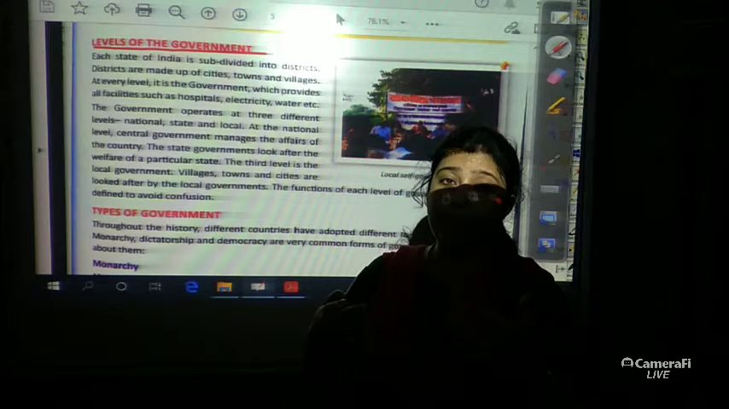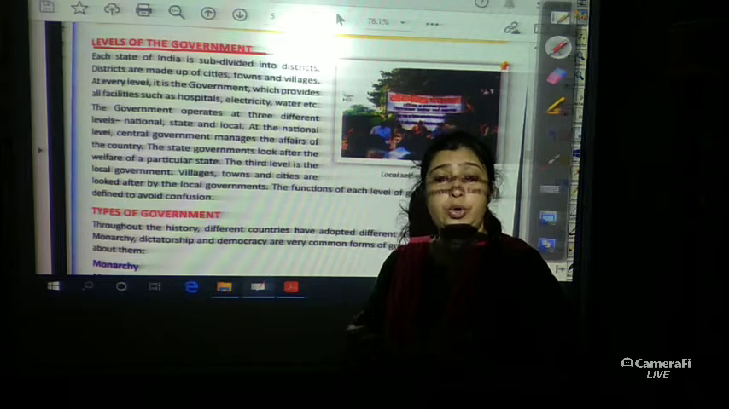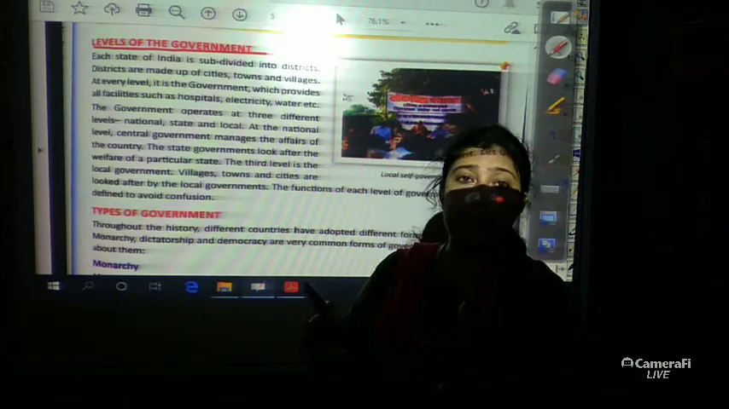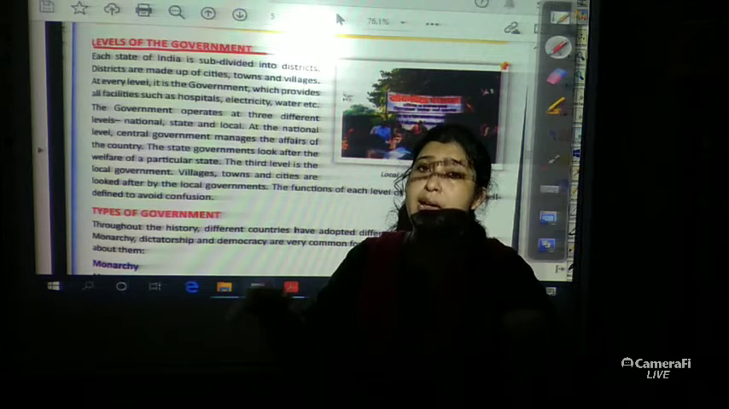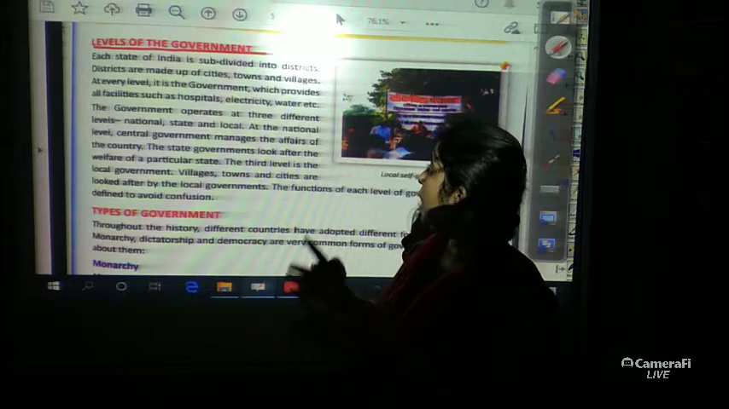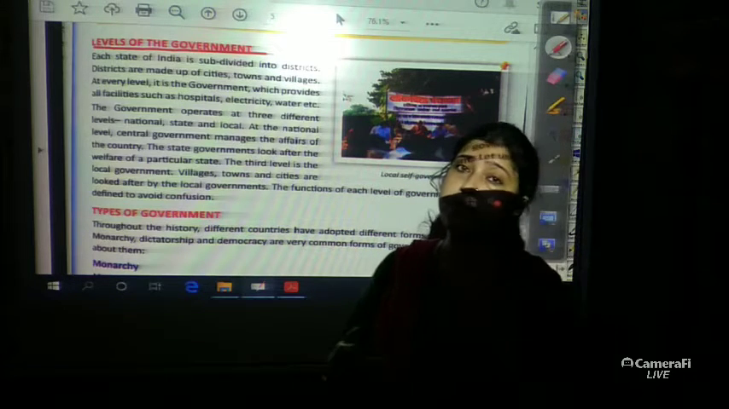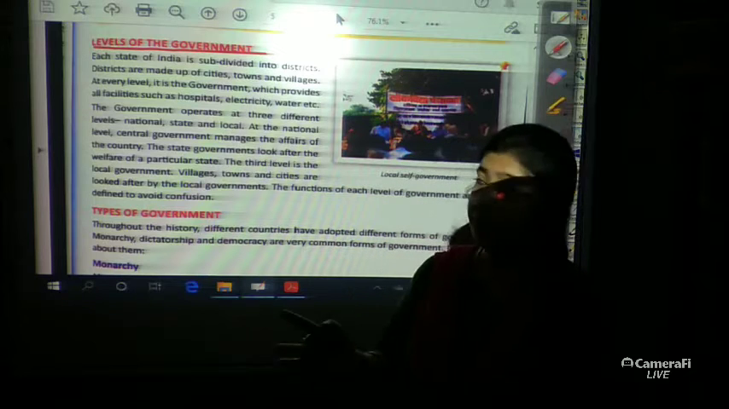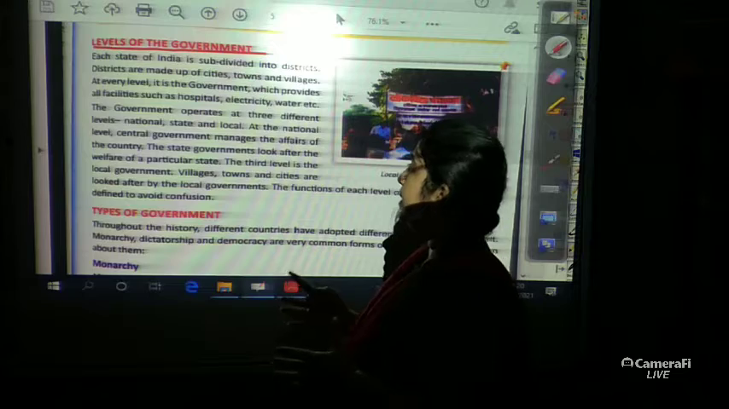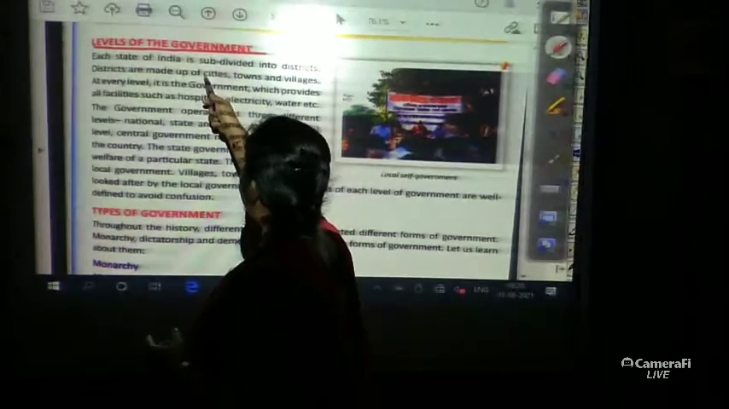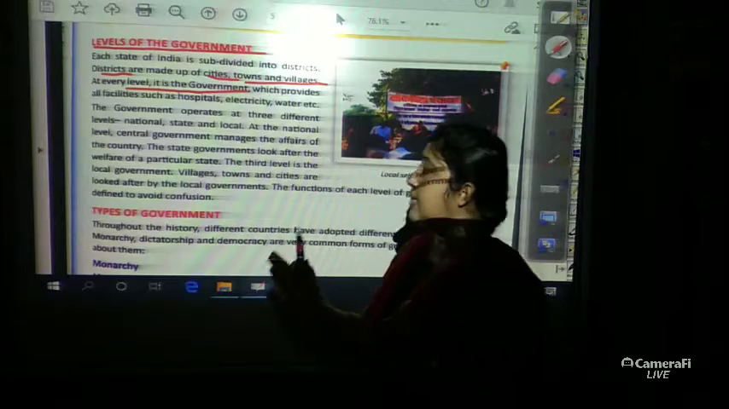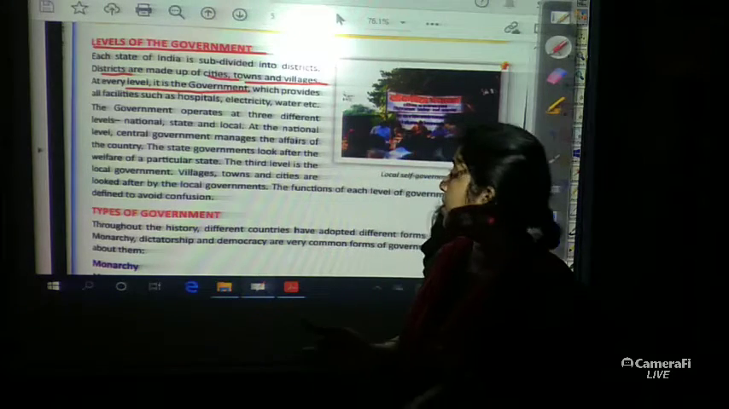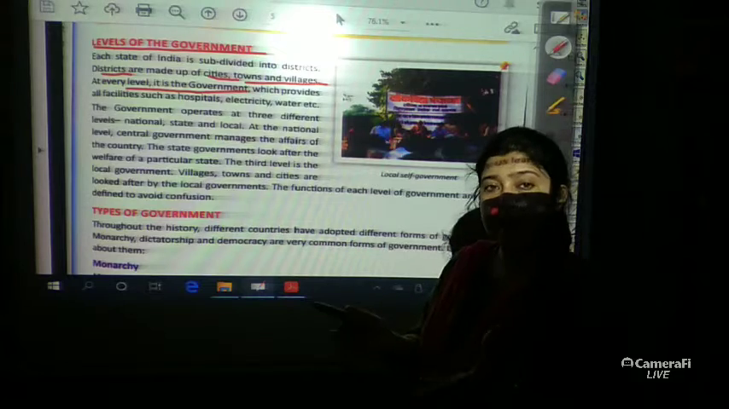In Paschim Bardhaman, we live in Asansol. Asansol is a city, you can also say a town, and in Asansol there are so many areas. So districts are made up of cities, towns and so many villages. At every level there is a government. In every level, like cities, towns, villages and districts, the government provides all facilities such as hospitals, education, electricity, water supply, etc.